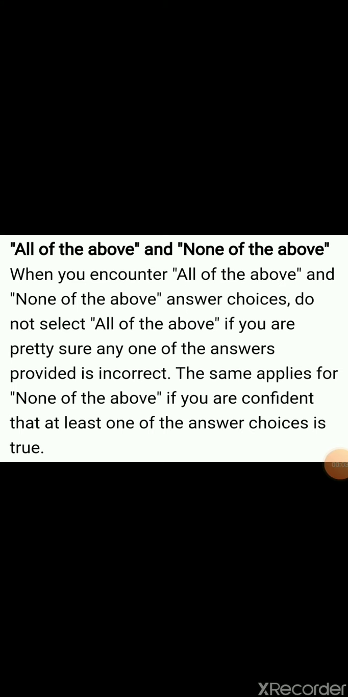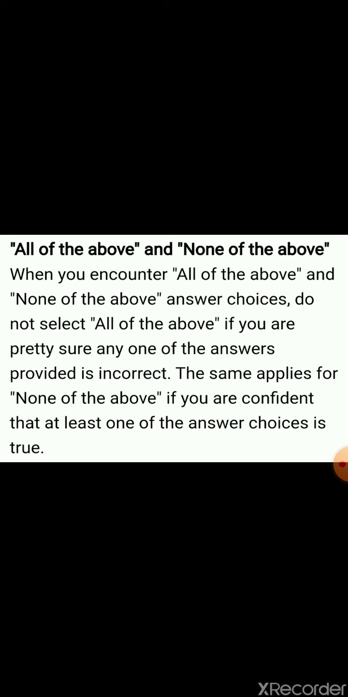Okay, how to deal with such types of questions: all of the above, none of the above. When you encounter all of the above and none of the above answer choices, do not select all of the above if you are pretty sure any one of the answers provided is incorrect. It means when you have read all the options and you are sure that one answer is incorrect, then never use the option all of the above. Only if you know that all the answers are correct, then go for this option.